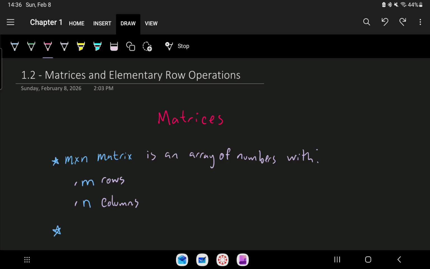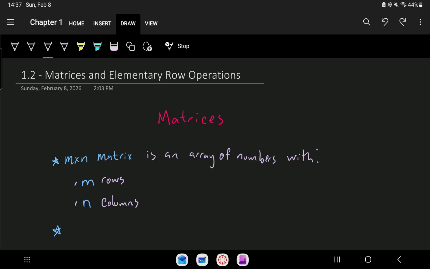Today we will be looking at Chapter 1, Section 2, which covers matrices and elementary row operations, and it has a lot to do with what we looked at in the last video of Section 1.1, Systems of Linear Equations. So if you have missed that, I highly suggest that you go and check it out. But without further ado, let us look at what matrices are.